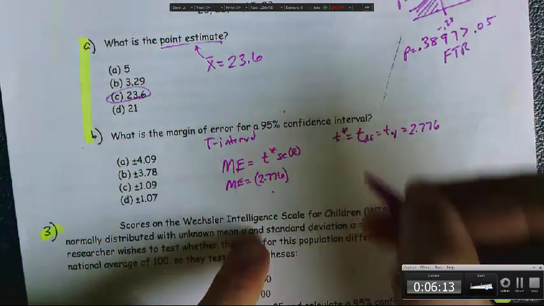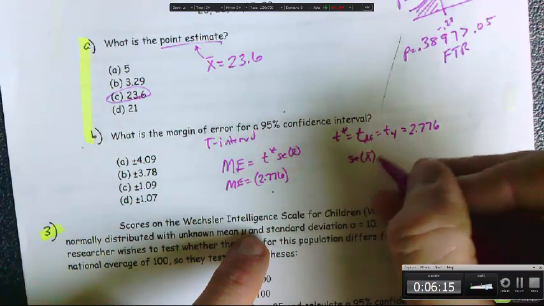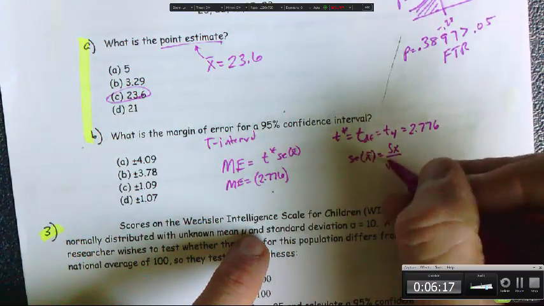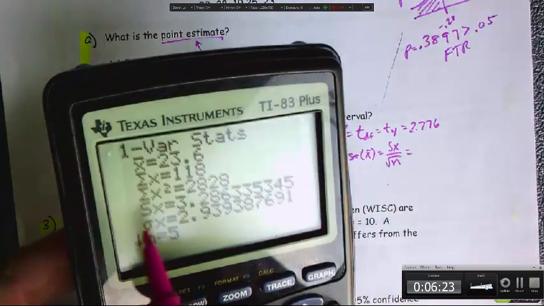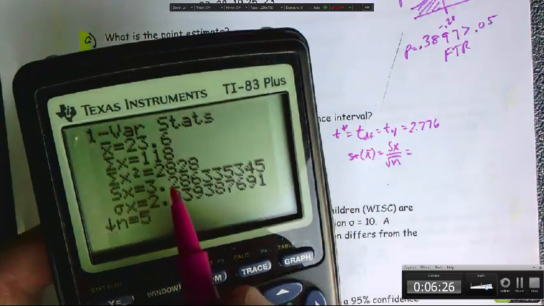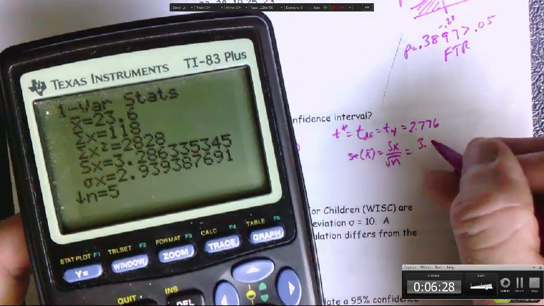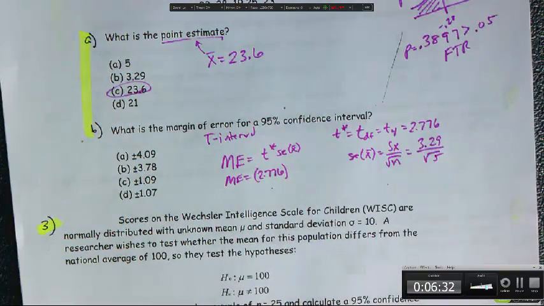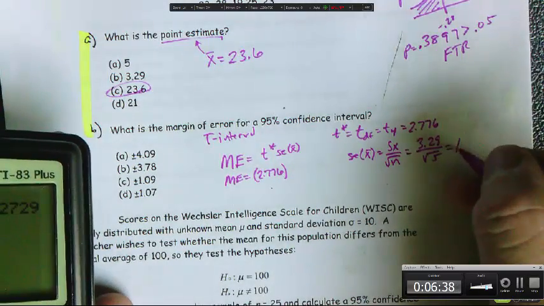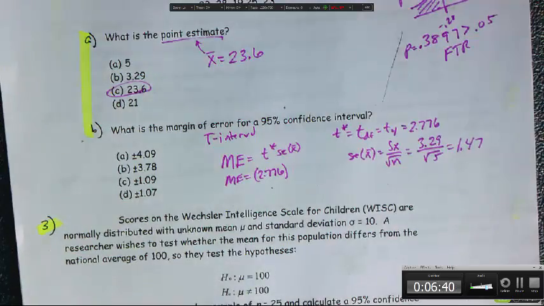And then the formula for standard error, that's the sample standard deviation divided by the square root of the sample size. And once again, using the calculator, the sample standard deviation is 3.29 approximately over the square root of 5. And we get around 1.47.